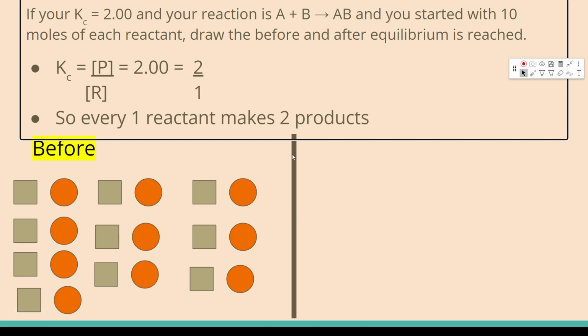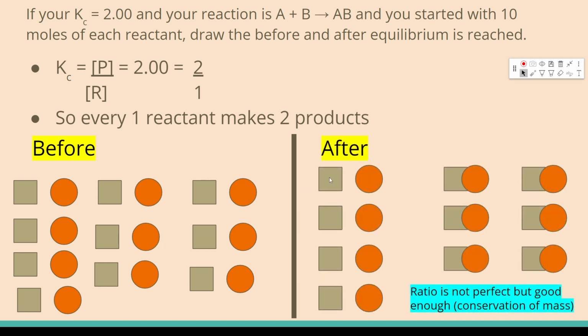And so then I do my after. So my after is for every 1 reactant I'm having 2 products. So that's why these are together as my reactant AB, or sorry, my product AB. And then here's my reactant here. Now again, the ratio is not perfect because it's not 2 to 1 perfectly, but again, we can't break the conservation of mass. So I have an extra reactant pair here that aren't combined, or I could have had an extra product not combined, or combined. Again, ratio is not perfect, so we just do the best that we can.